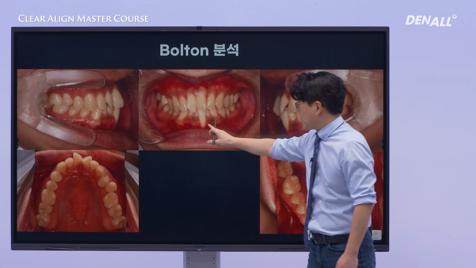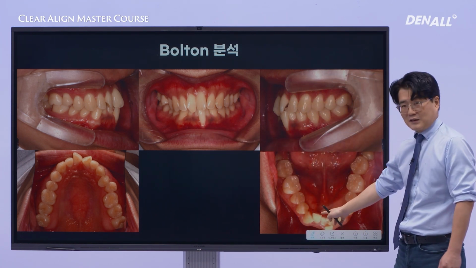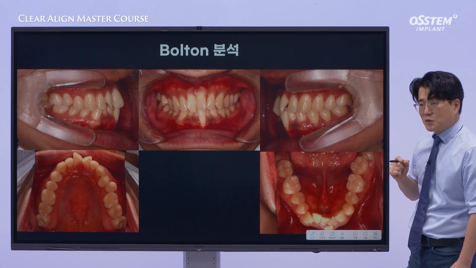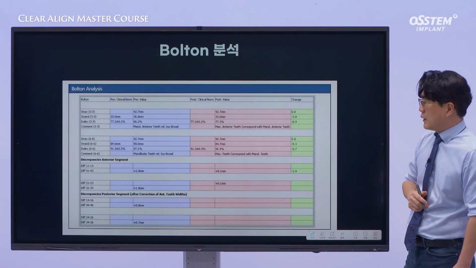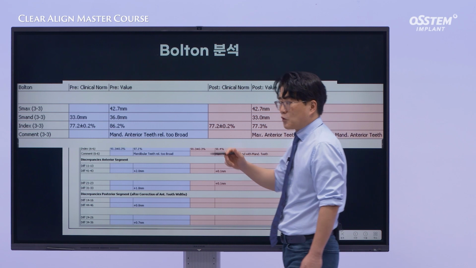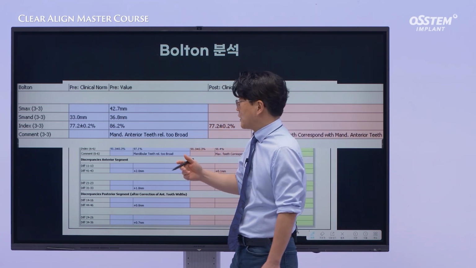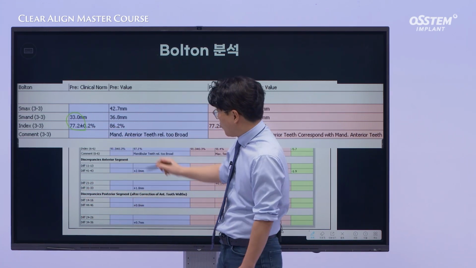Looking at the maxillary teeth, they appear quite narrow and long. In the mandible, there is significant crowding, and dehiscence can also be observed. At first glance, the tooth size seems acceptable. When comparing the maxillary and mandibular anterior teeth, it appears there may be a size discrepancy. As expected, the analysis was based on the Bolton ratio.